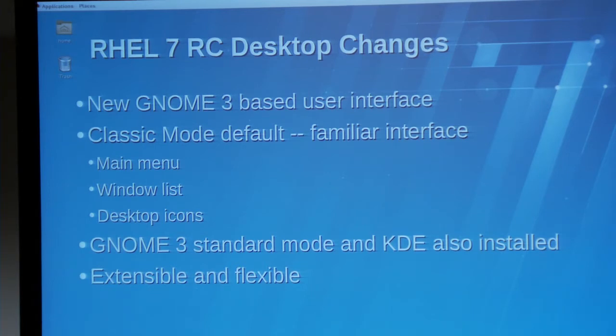So we provided what's called a classic mode, which is a default. It's a familiar interface over top of GNOME 3. So it gives you a lot of the things that you're used to seeing in RHEL 5 and 6. And you'll see them on these slides. So I've used the desktop to sort of form my environment for these slides. So you'll see things like the main menu, you'll see a window list, you'll see desktop icons. However, the GNOME 3 standard mode is also available to you, so when you're ready to take the leap, you can use that as well.